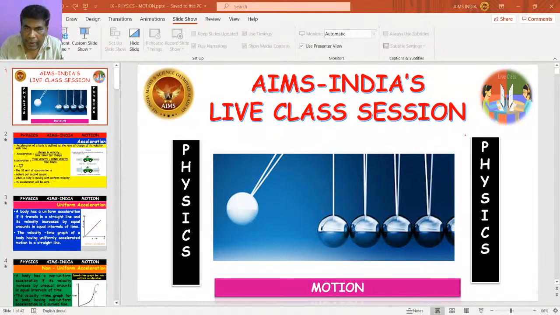Suppose a car is there. I want to create movement in the car. How can I create movement in the car? By applying force, I can create movement in the car.